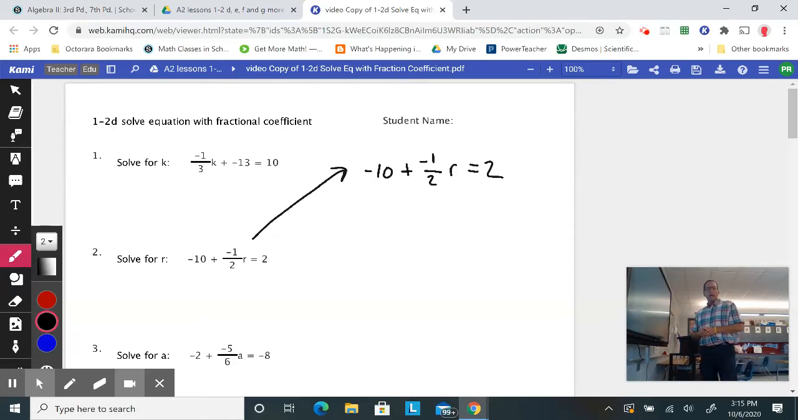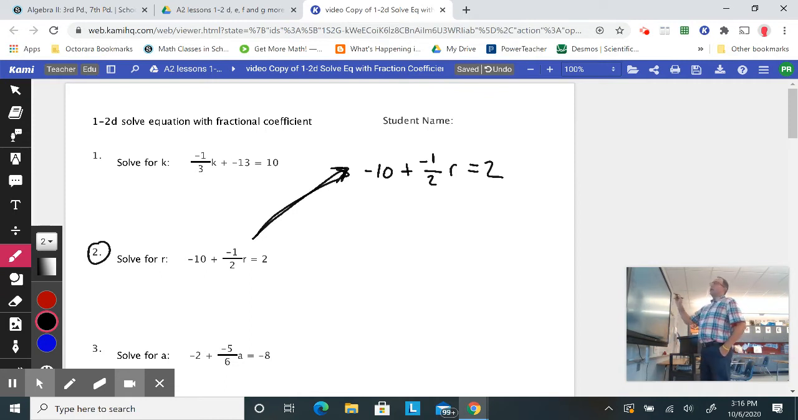All right, hey gang, we're going to talk about solving equations with fractional coefficients. We're going to look at number 2 to start. I decided to rewrite it over to the side where I had more room so I can work down.